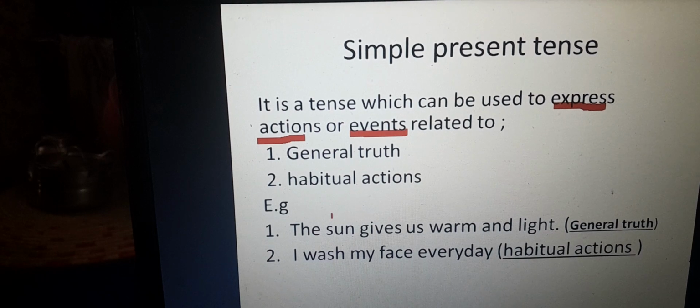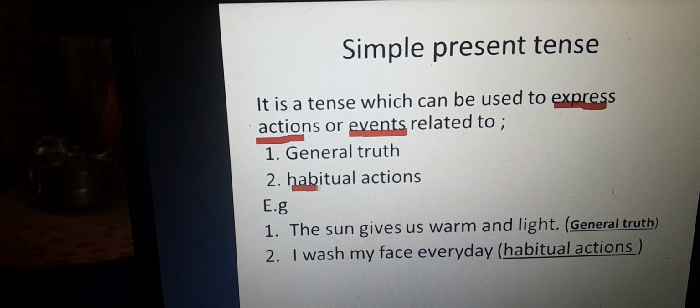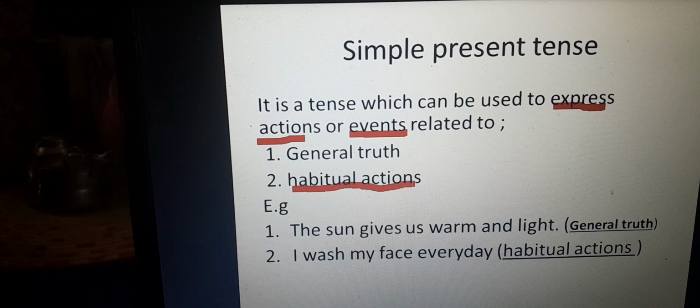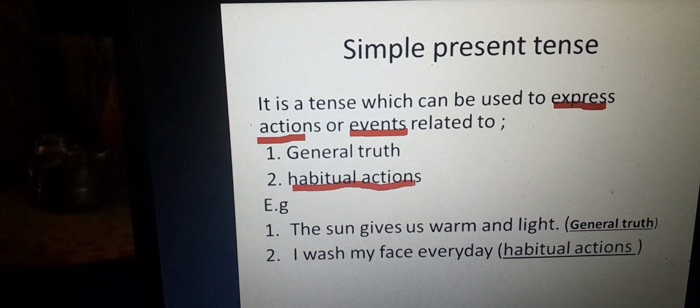And the other is habitual actions. Habitual actions can be expressed by using simple present tense. For example, you wash your face every day, and you eat your breakfast every morning. So these are the habits or the activities that you are performing frequently. Ideas related to this can be expressed using simple present tense.